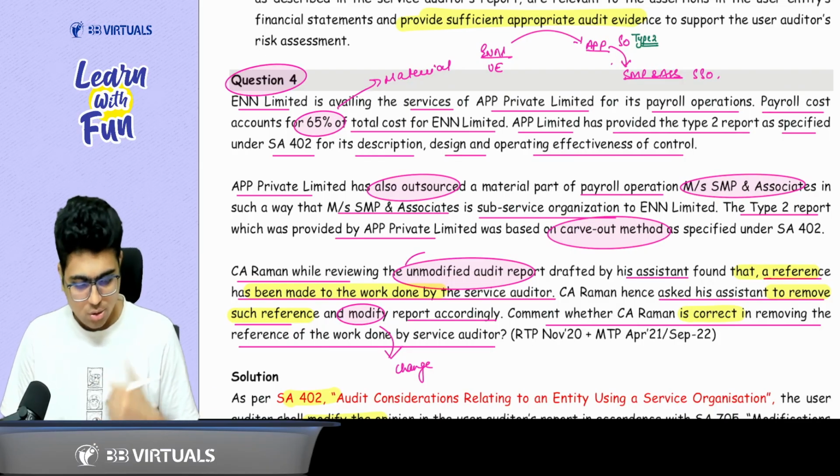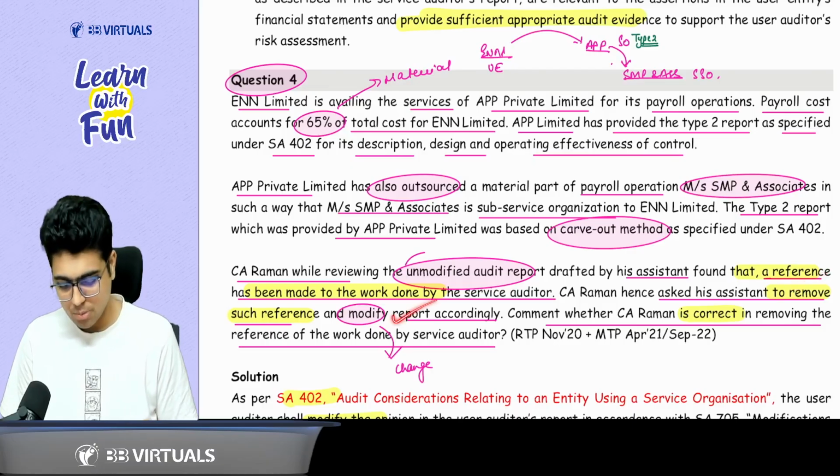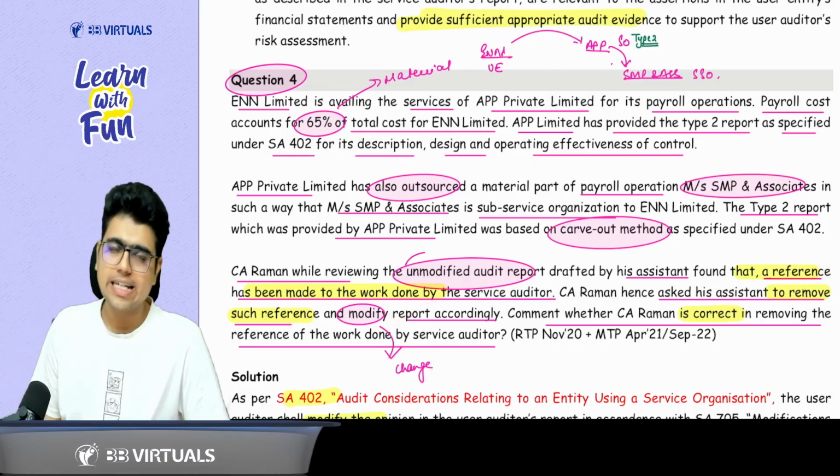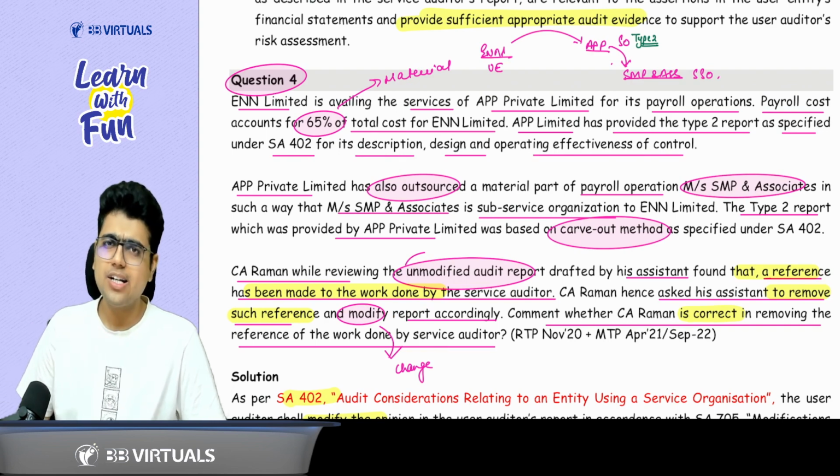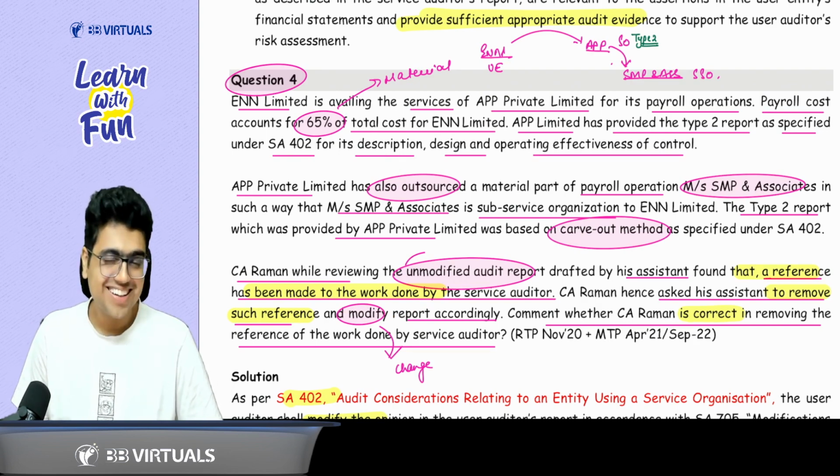No, sir. So he asked the assistant to remove the reference and modify the report. That means change the report accordingly. Did he do the right thing? Yes, sir. He did the right thing.